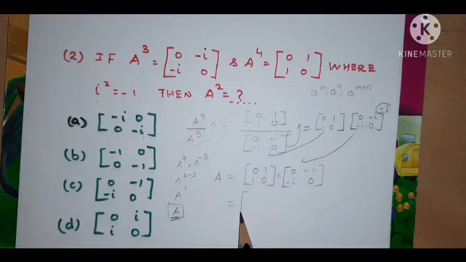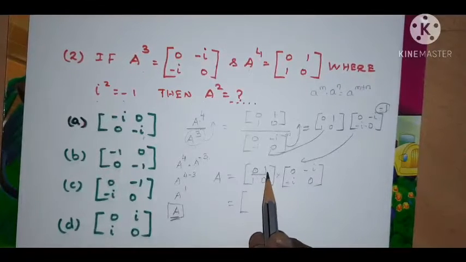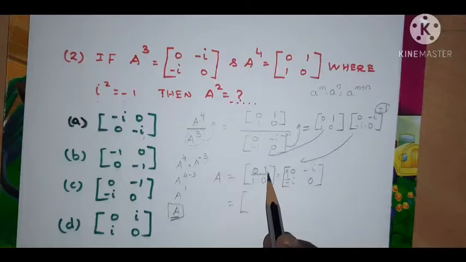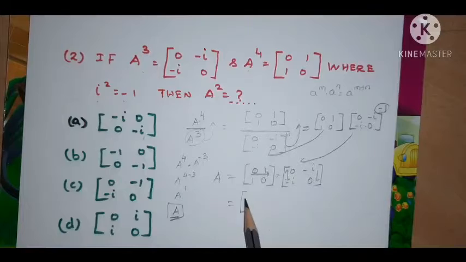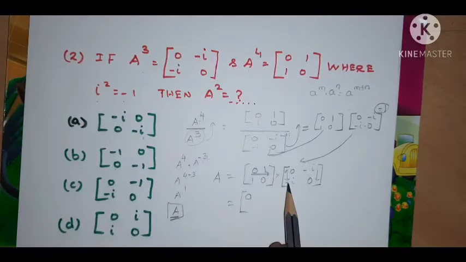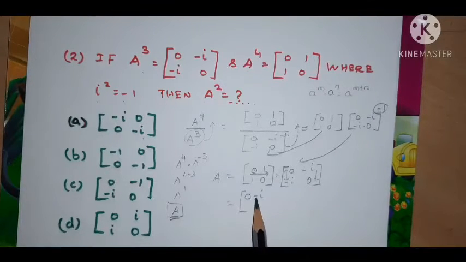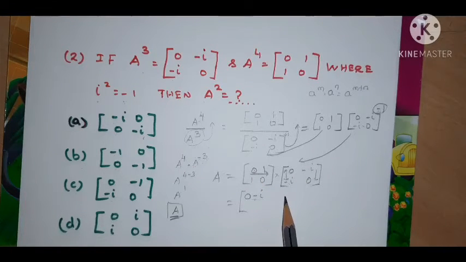So what is the A value? First we have to take this row and multiply with this column, and then next take this same row and multiply with the second column. So first one, 0 into 0 is 0. 1 into minus i is minus i. Actually here we have to do the addition, but since the minus symbol is here, we added minus. So 0 minus i.